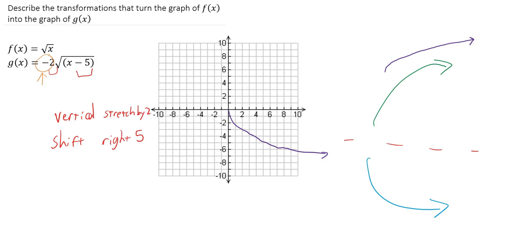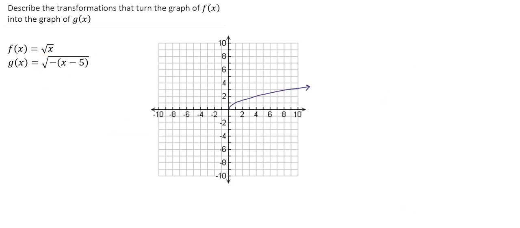Let's see another one. So if I were describing the transformations, I would also say reflect vertically, or reflect over the x-axis, because that's how something flips, a vertical flip. Up becomes down, down becomes up. In this one, I am going to shift right 5 for sure. And I'm also going to do, well, here I don't have a number, I just have a negative. That's like a -1.